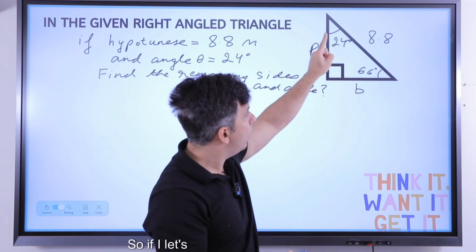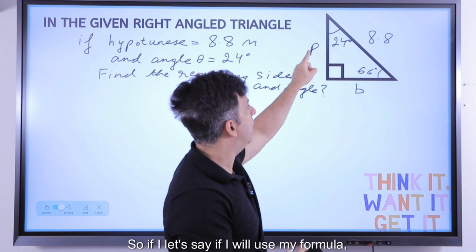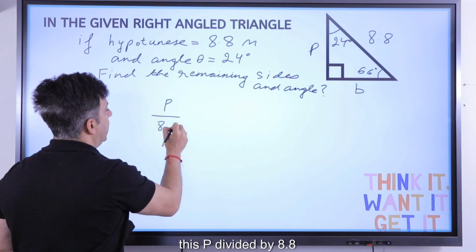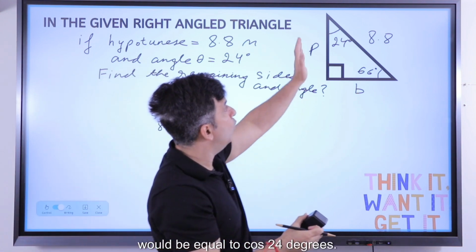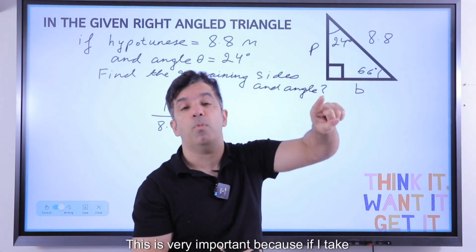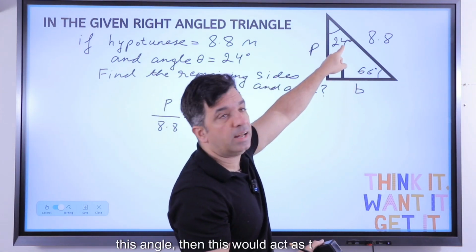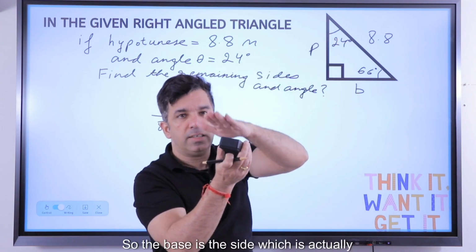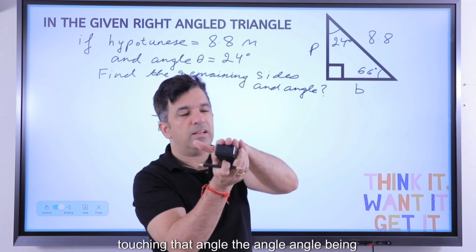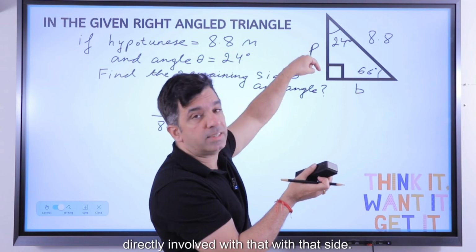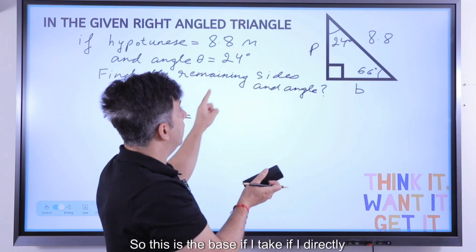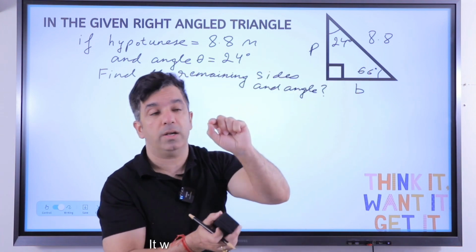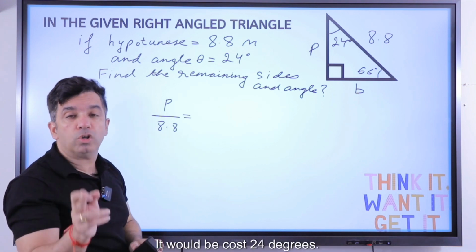Because if this angle is 24 degrees, let's say if I use my formula P divided by 8.8, this P divided by 8.8 would be equal to cos 24 degrees. This is very important, because if I take this angle, then this would act as the base of this triangle. So the base is the side which is actually touching that angle, the angle being directly involved with that side. So this is the base. If I directly apply the formula P divided by 8.8, it would be cos 24 degrees. Now this is very important. It wouldn't be sine 24 degrees, it would be cos 24 degrees.